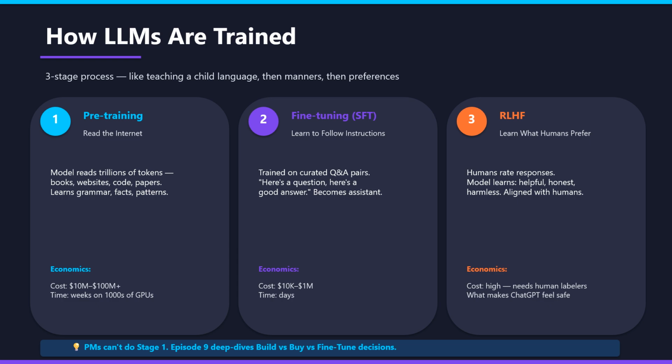Look at the callout at the bottom. PMs can't do stage one, that's for big labs, okay? But you can participate in stage two. Fine-tuning a model on your data for your use cases is accessible and affordable as well, right? So episode 9 deep dives the build versus buy versus fine-tune decision. So let's take a look into that episode in more depth. Let's continue to the next slide.